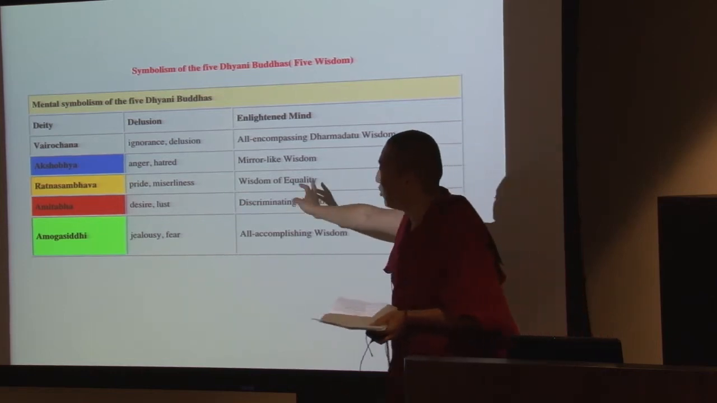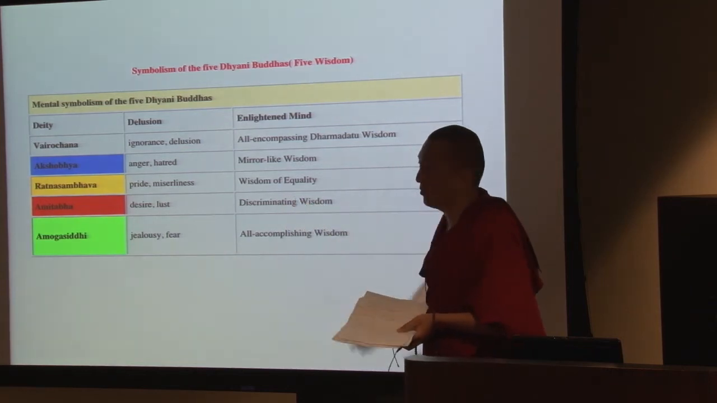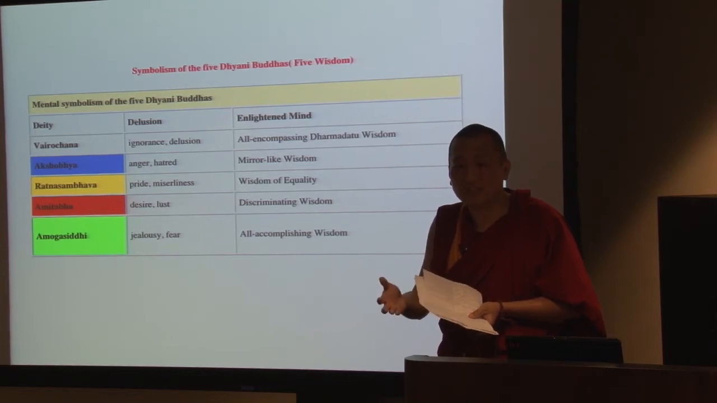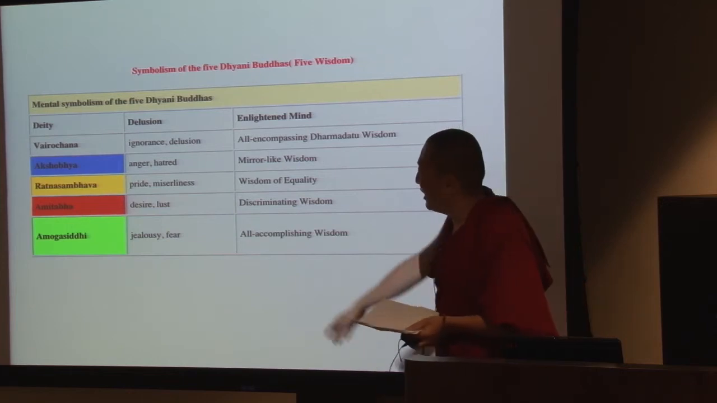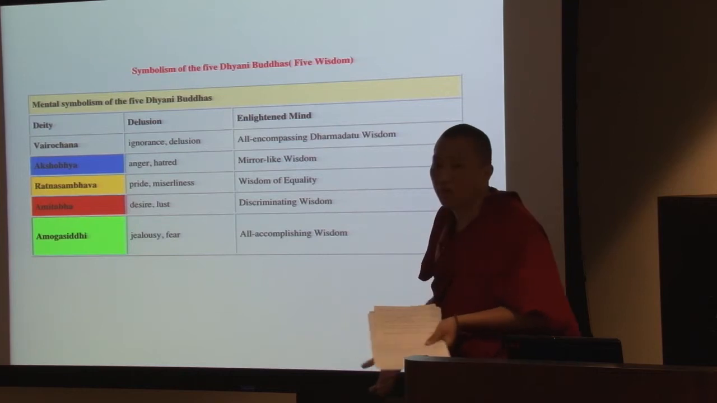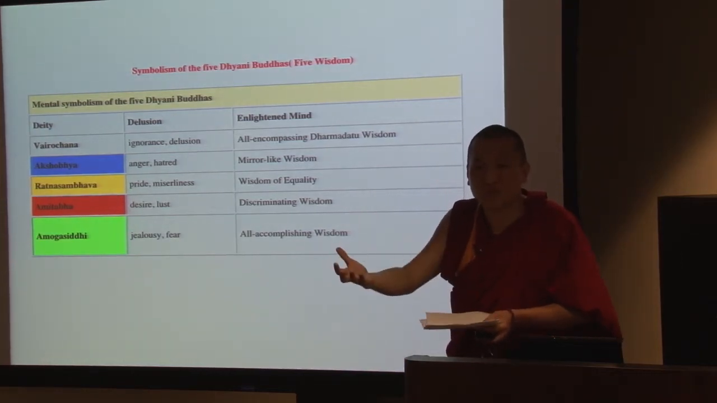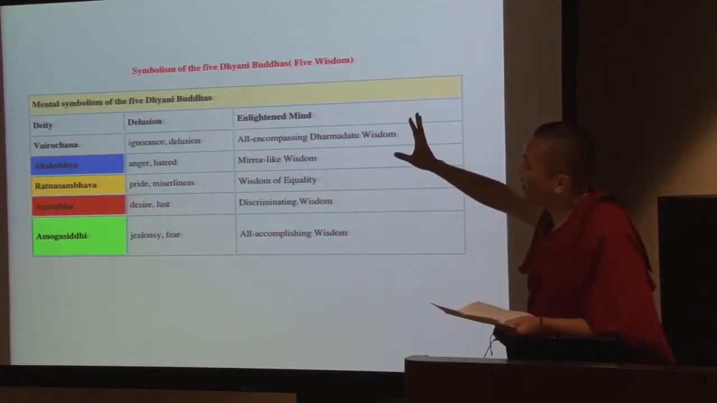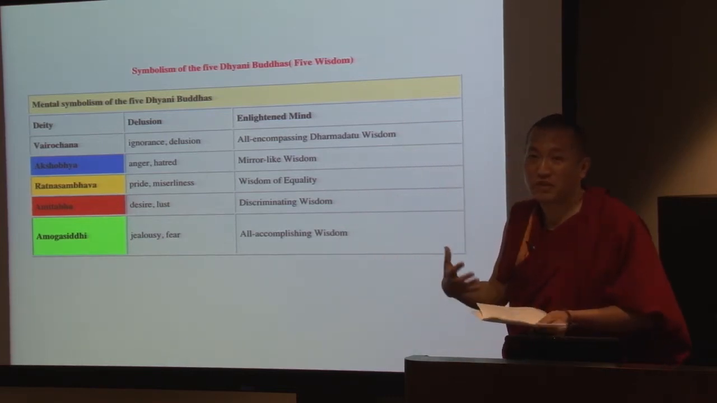So, wisdom of equality. And Amitabha, desire and lust, and discriminating wisdom. So discriminating what? Discriminating things as they are, discriminating one's inflated view from the real view, right? And Amoghasiddhi, jealousy and fear, is all-accomplishing wisdom. If you have fear, then you can't accomplish anything. You are bound by the fear, right? You can't move forward. So these are the different deities and the different negative emotions that they are freed from.